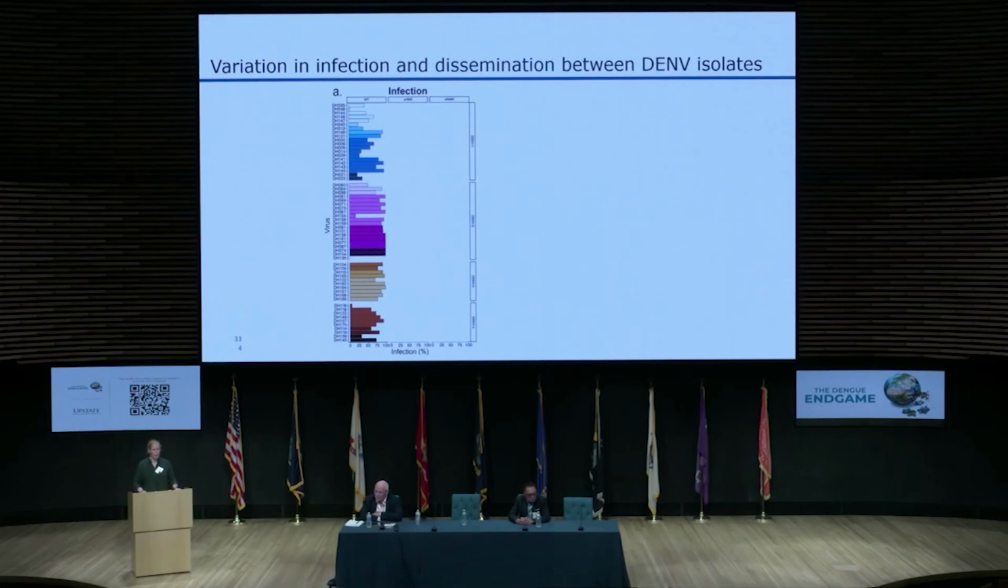I'm going to start with showing data for infection. It's probably a little bit hard to read, but basically every row is a different virus, so it's the 60 viruses. And then on the x-axis, you see infection rate. The first data that I'm showing is for wild-type mosquitoes. So even without Wolbachia present, we actually see a huge variation in how well this particular mosquito population is infected by this diverse set of strains.